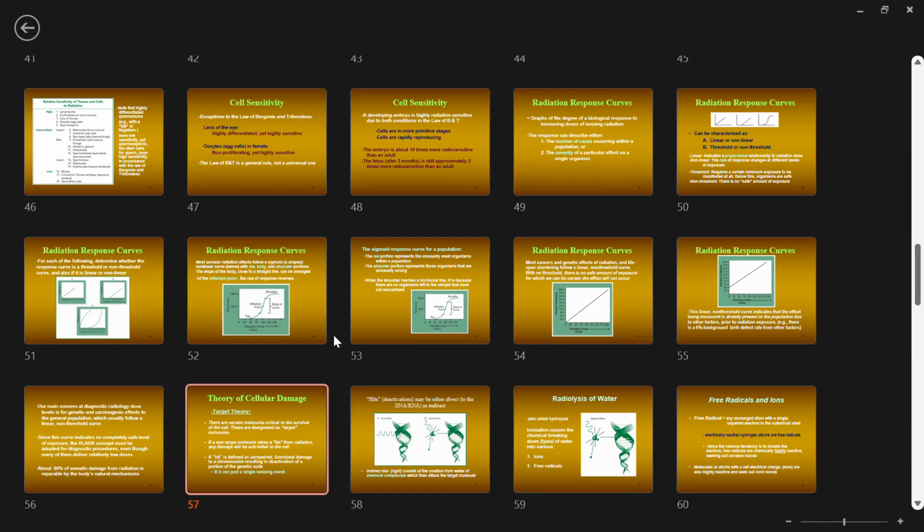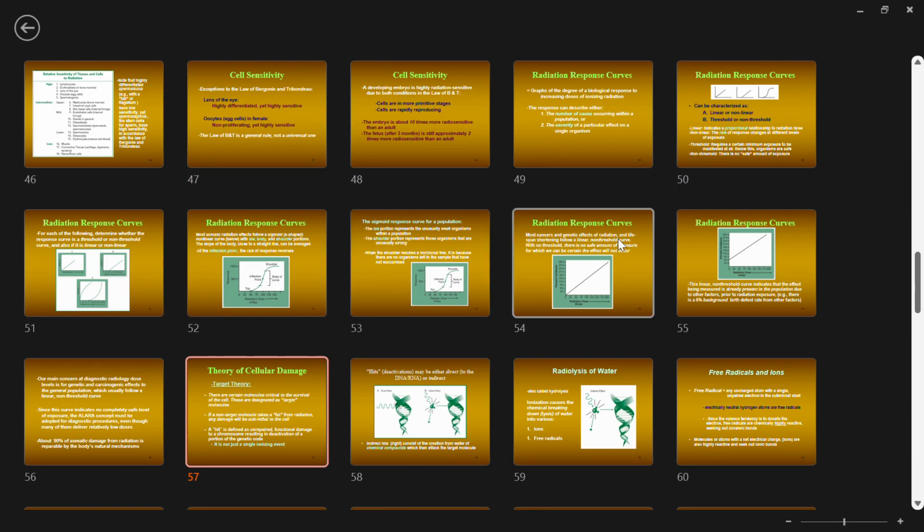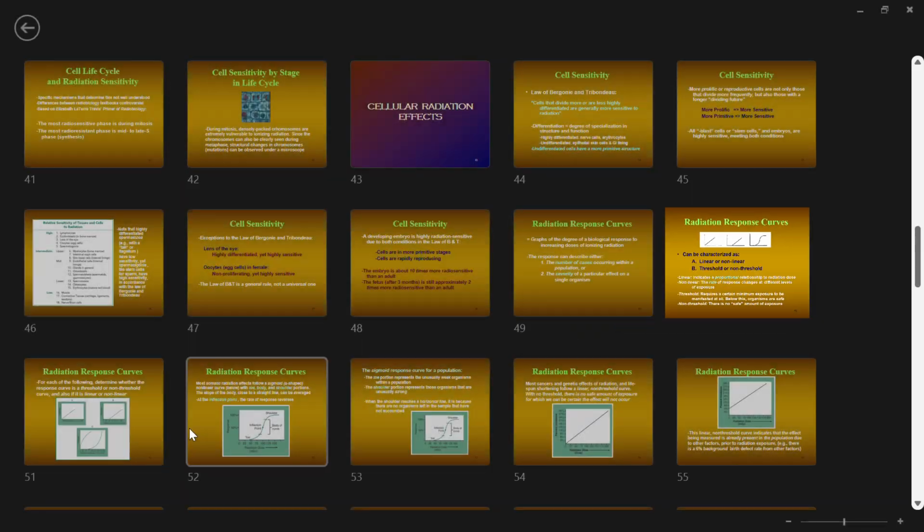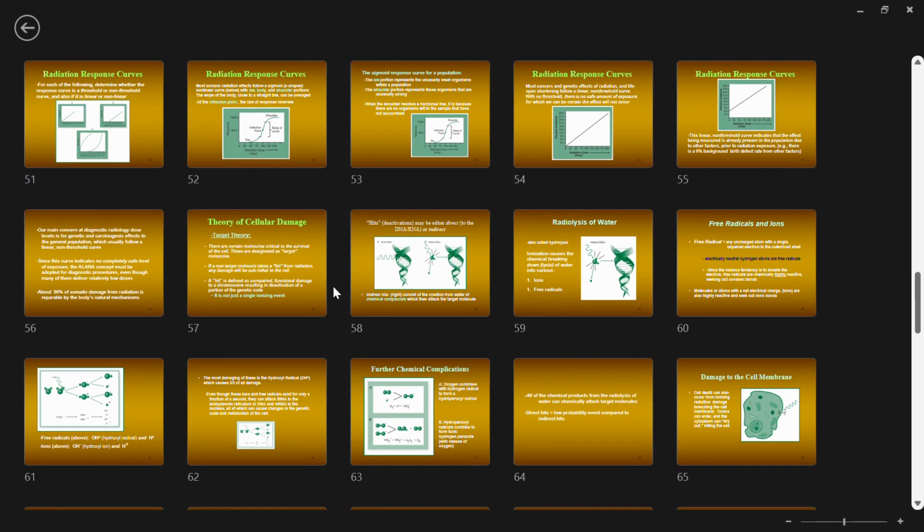And we finished the last thing we talked about last time, let me get to the slide here, these radiation response curves. These graphs plot the response of the body or a population to exposure to radiation. We talked about linear graphs, nonlinear graphs, graphs with a threshold, graphs without a threshold. And so we're going to continue to elaborate on some of that stuff today.